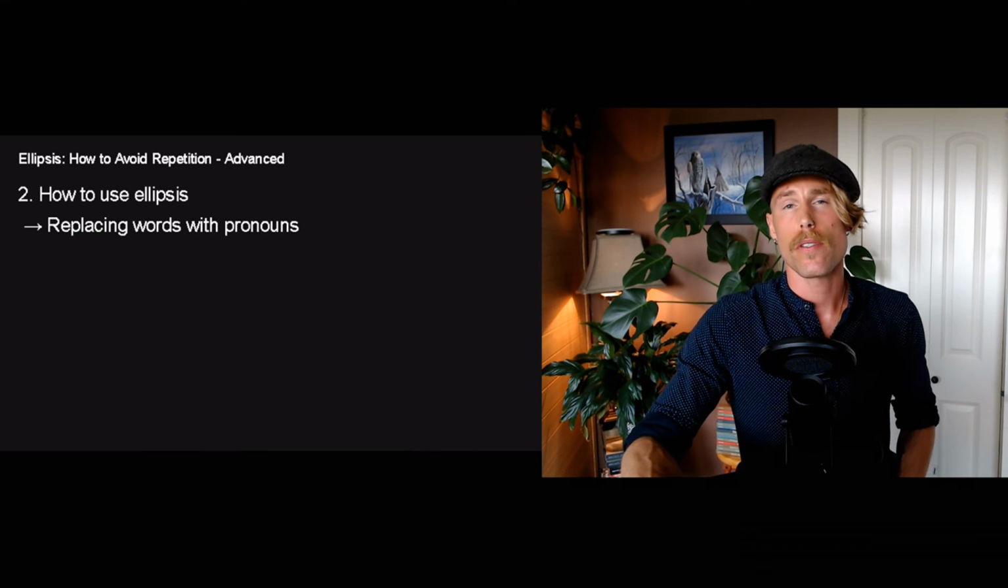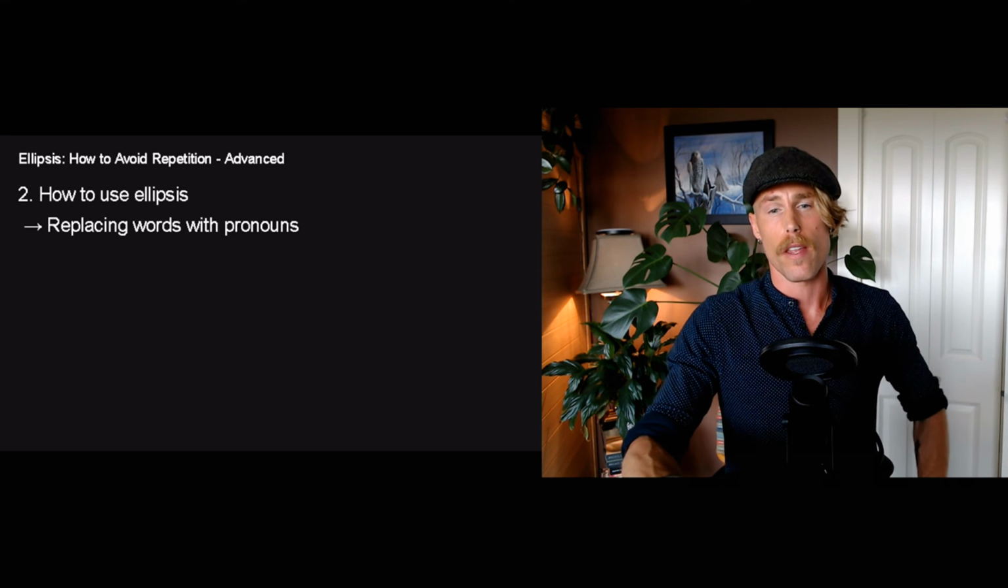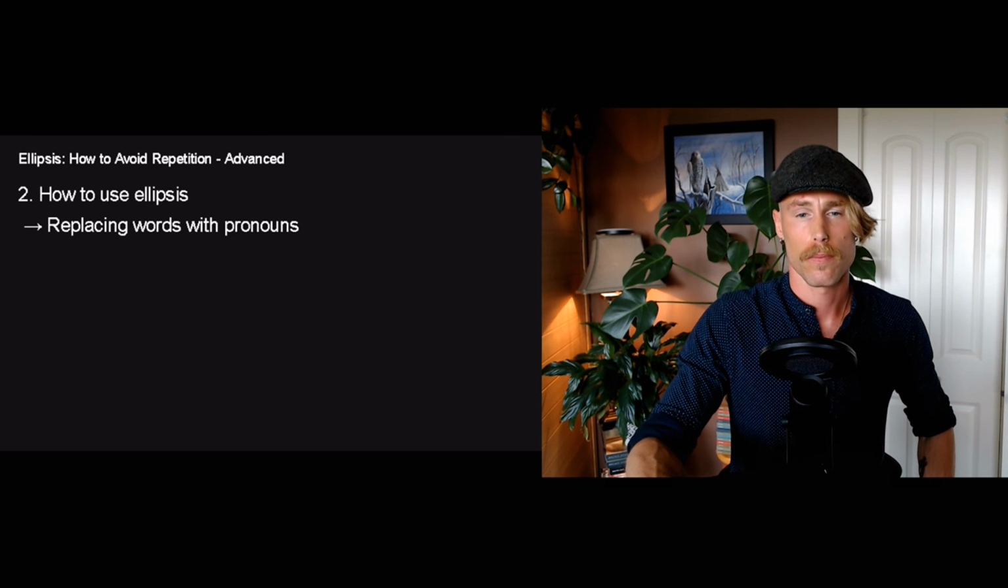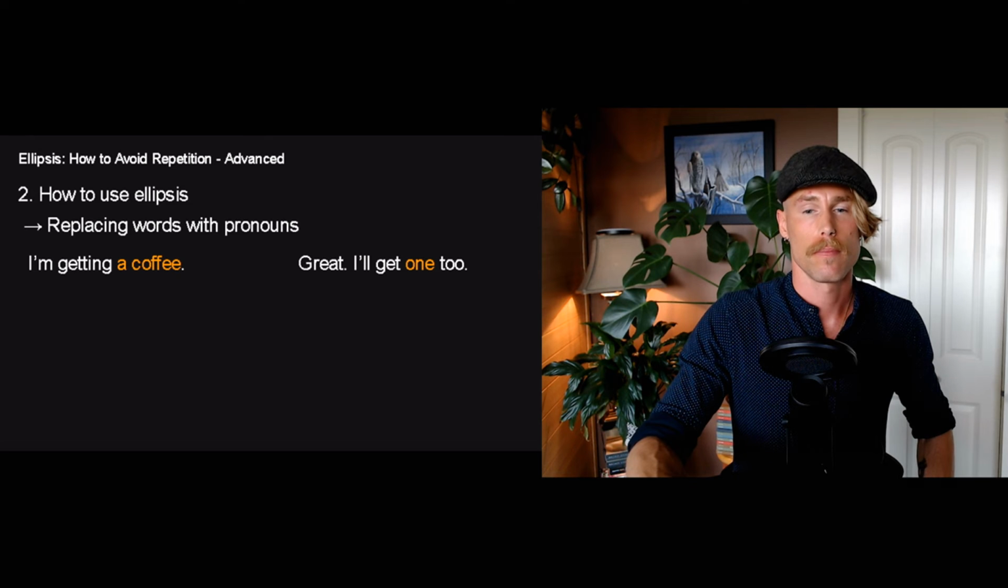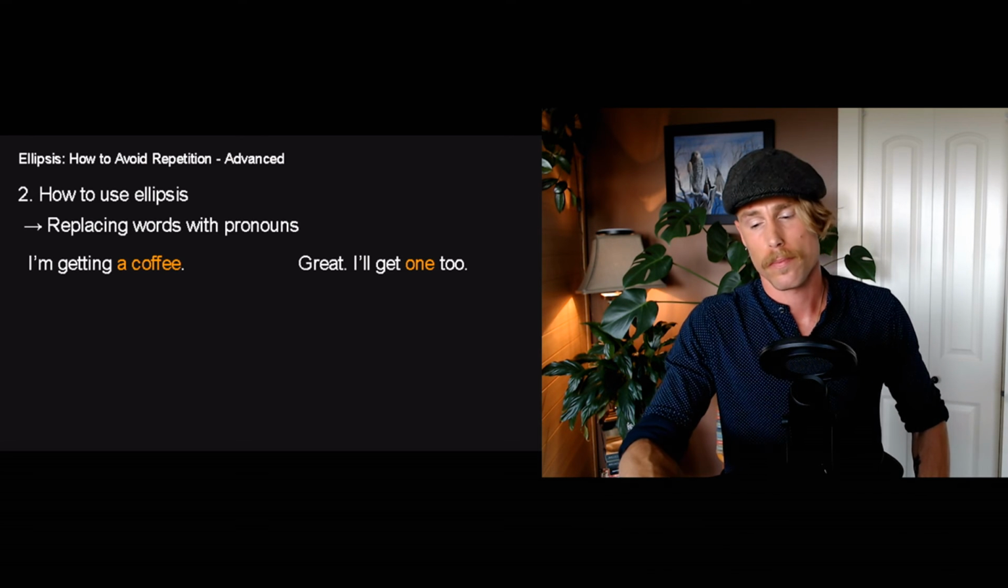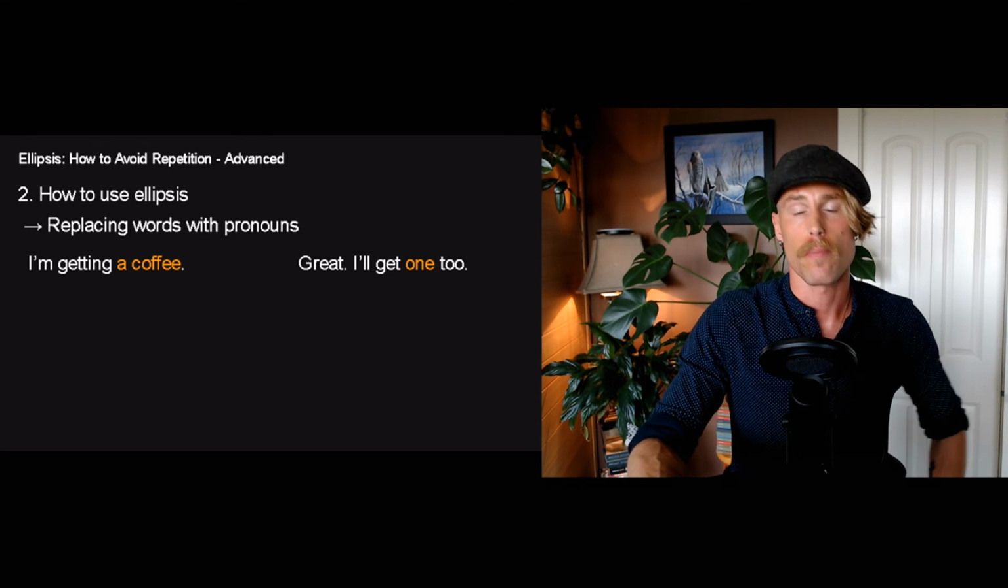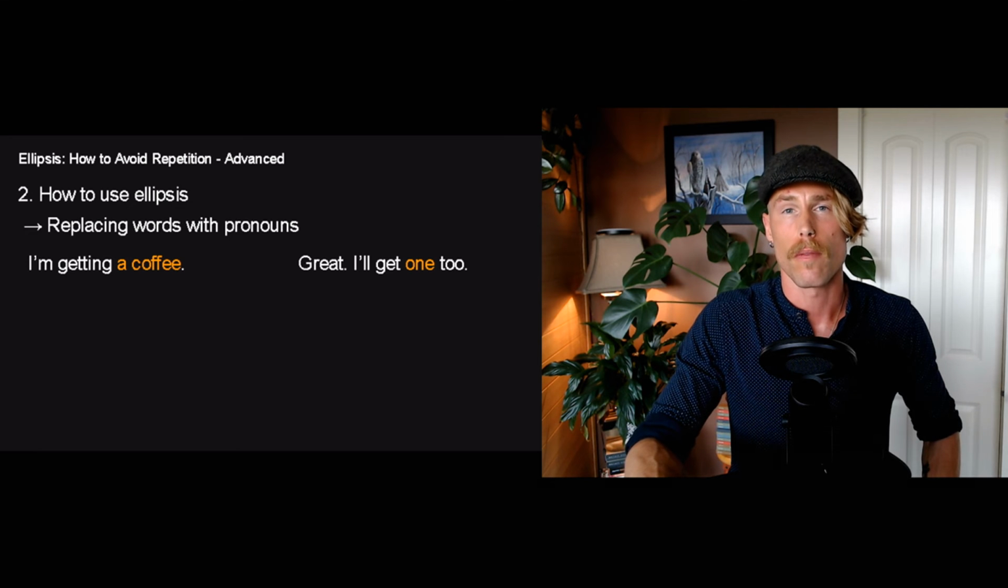Okay, we can also replace words with pronouns. And that allows us to use ellipsis also. "I'm getting a coffee." "Great, I'll get one too." Okay, what is the pronoun for a coffee in this example? One. "I'll get it too" doesn't work. We don't say that. "I'll get one too." One means a coffee.